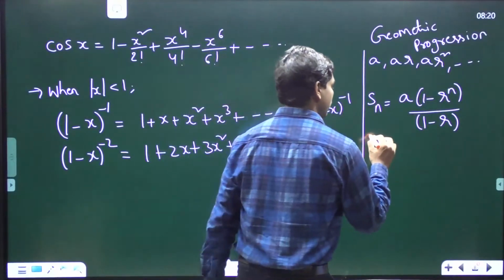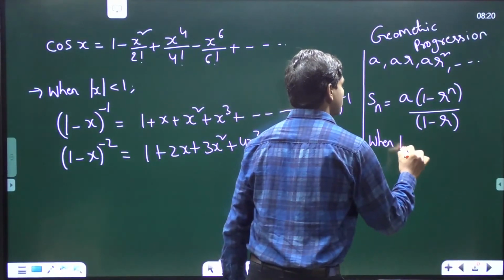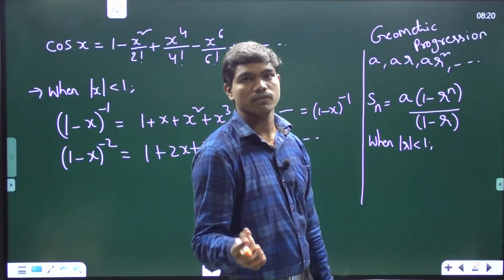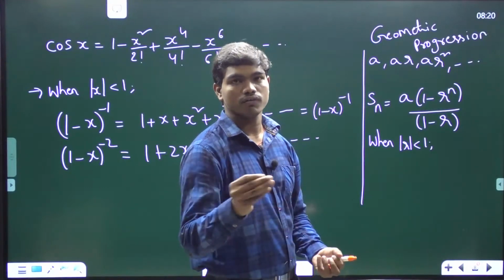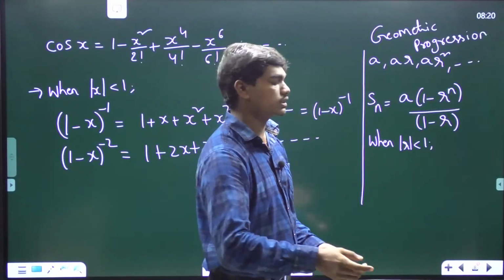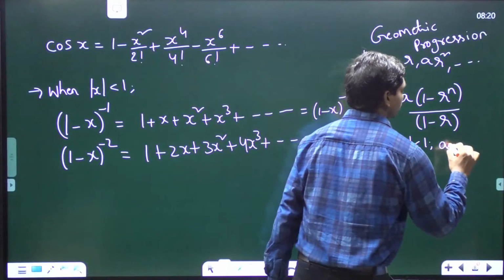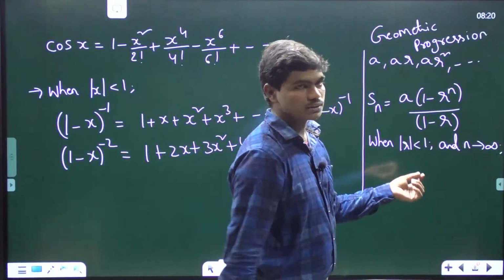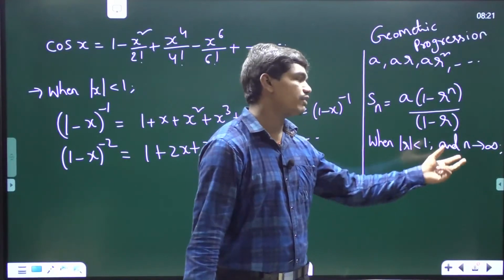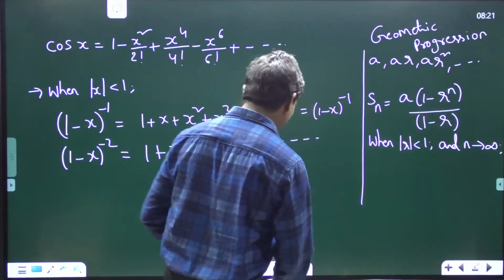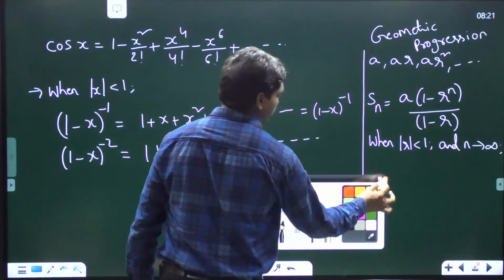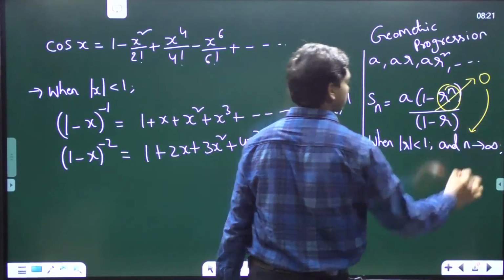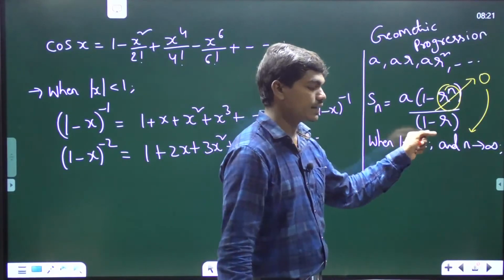Now see carefully one thing. When modulus of r is less than 1, means if r is a value lying in between -1 and 1, basically a decimal like 0.9, 0.8, all these things, and n tends to infinity, means if r is less than 1 and n is a very large number, then this value r power n tends to 0. These are the cases when mod r is less than 1 and n tends to infinity.